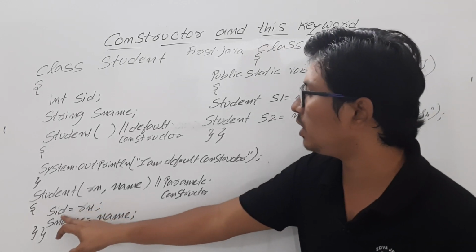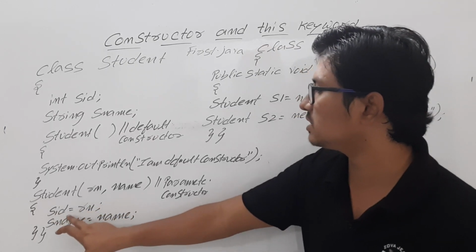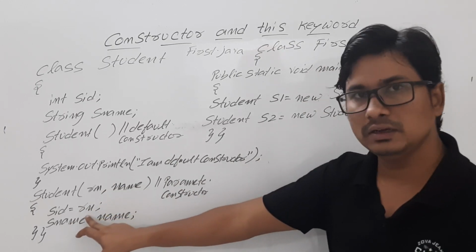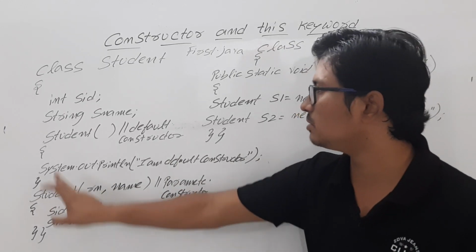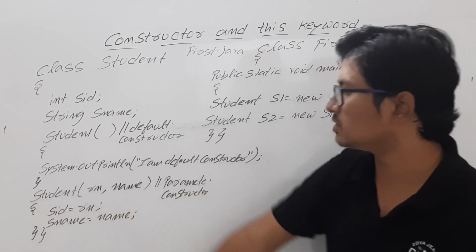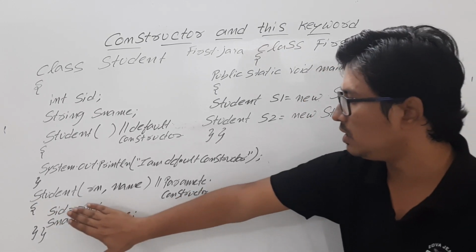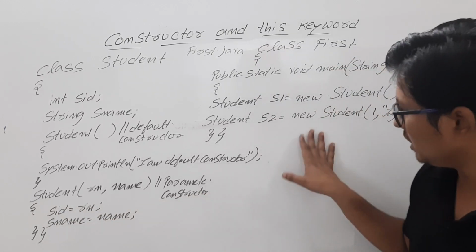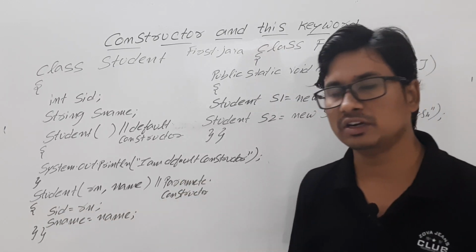SID is an integer, so you are assigning the RN which has the value. SName is a string, so you are assigning the string Jagadish. Now you need to display. As you are not displaying the SID and SName, you will get only the output I am default constructor.